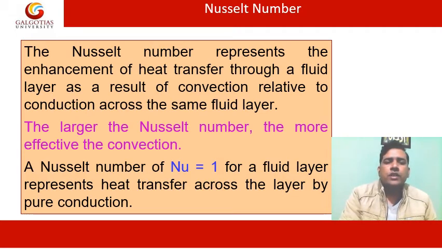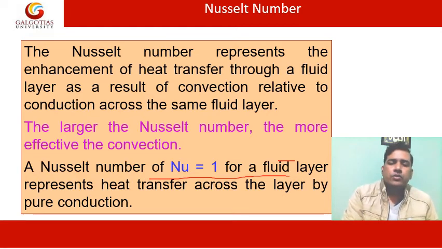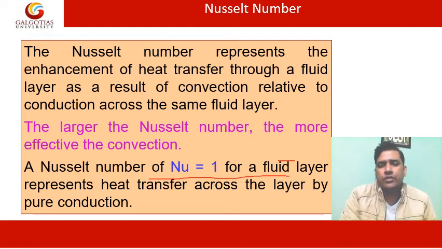The larger the Nusselt number, the more effective the convection. So a higher Nusselt number indicates good convection heat transfer, and a Nusselt number equal to 1 for a fluid layer represents heat transfer across the layer by pure conduction. So the Nusselt number cannot be less than 1, it is always greater than or equal to 1. A Nusselt number equal to 1 means that the heat transfer is taking place because of pure conduction only.